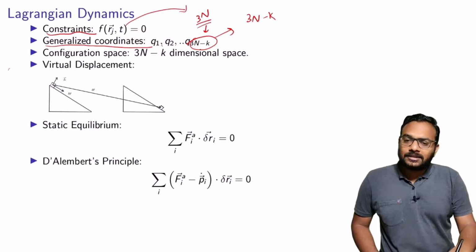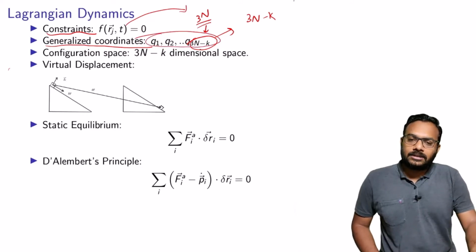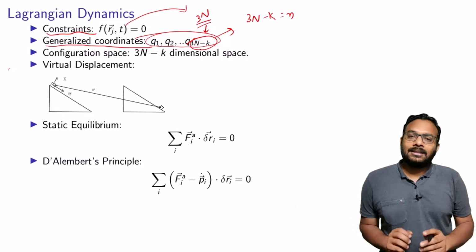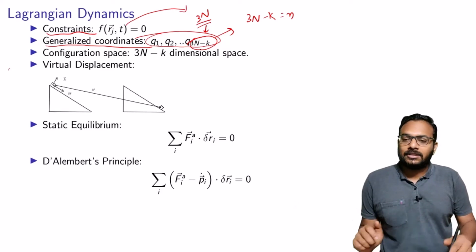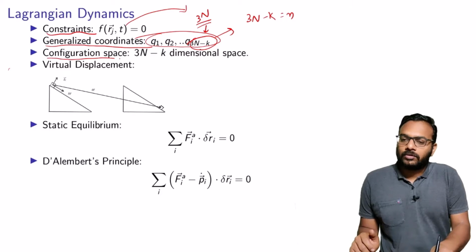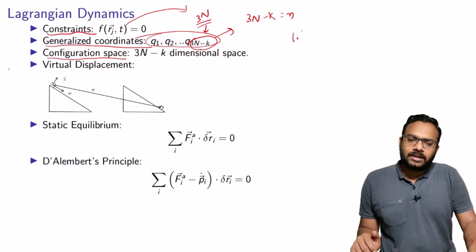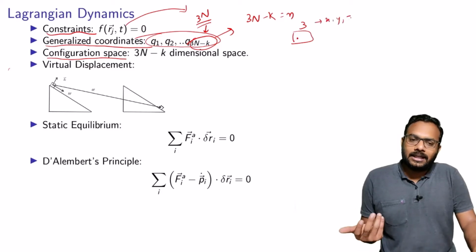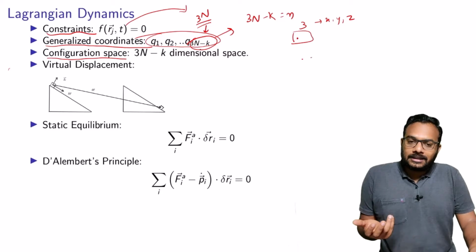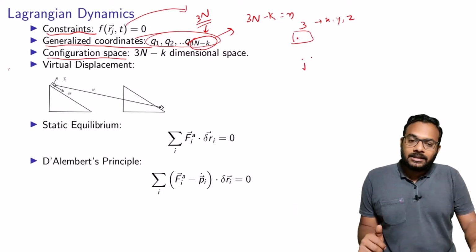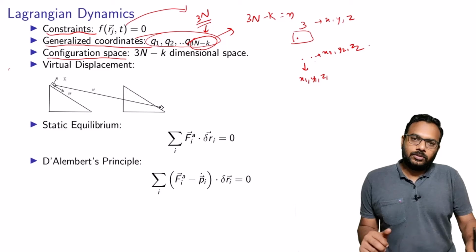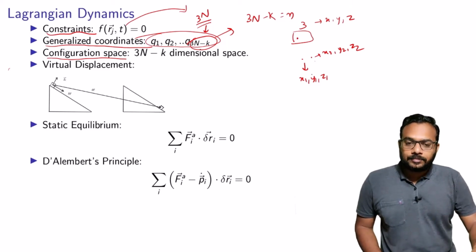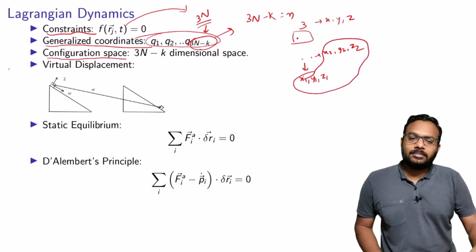Now the space spanned by these 3n minus k coordinates, or we can call it small n, is known as the configuration space. For a single particle, the configuration space is simply 3-dimensional, right? We need x, y and z. For 2 particles, if there are no constraints, we need 3 coordinates for each particle. We need x1, y1, z1 and x2, y2, z2 to locate it in space. So you see that the configuration space is now 6-dimensional.